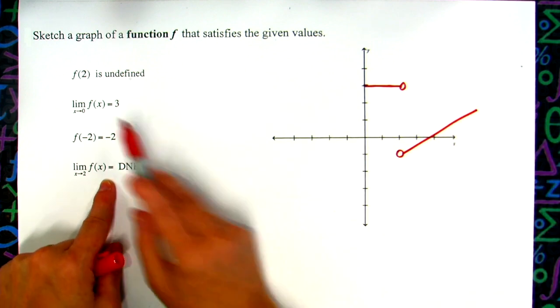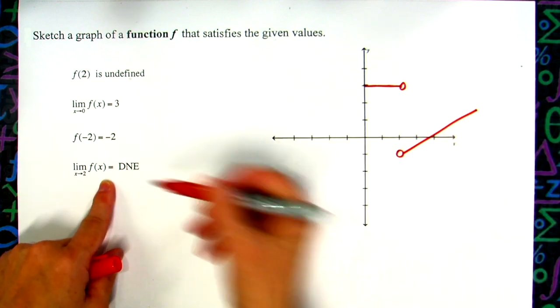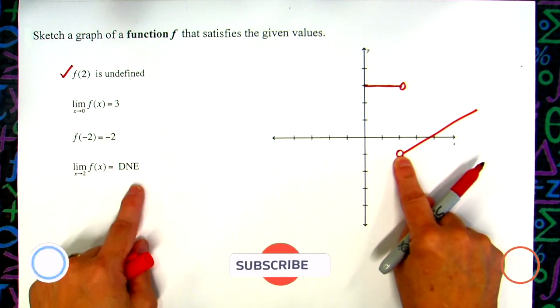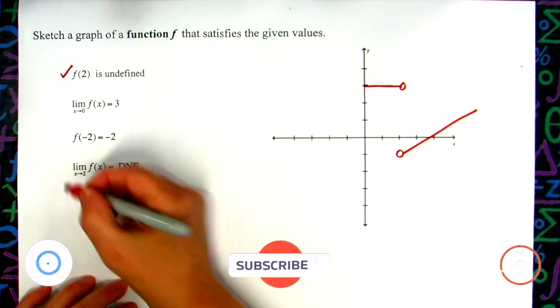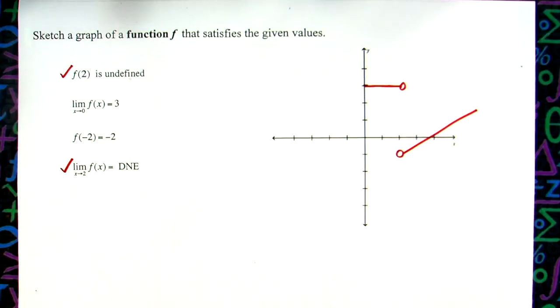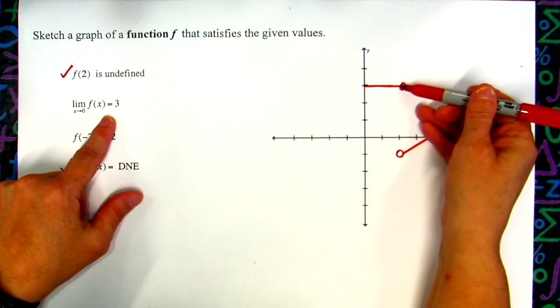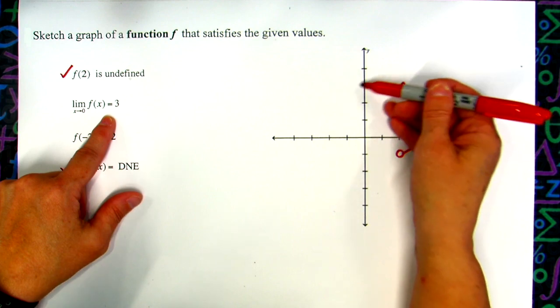So now let's go back and check. f of 2 is undefined. Yes, for f of 2, I have 2 open dots there, so that one's good. The limit as x approaches 2 does not exist, so coming from the left, it's -1. Coming from the right, it's 3. So I have satisfied this one. Now this says the limit as x approaches 0 is 3. Well, I've got the right limit coming in at 3. Now I just have to maybe go that way, do whatever.